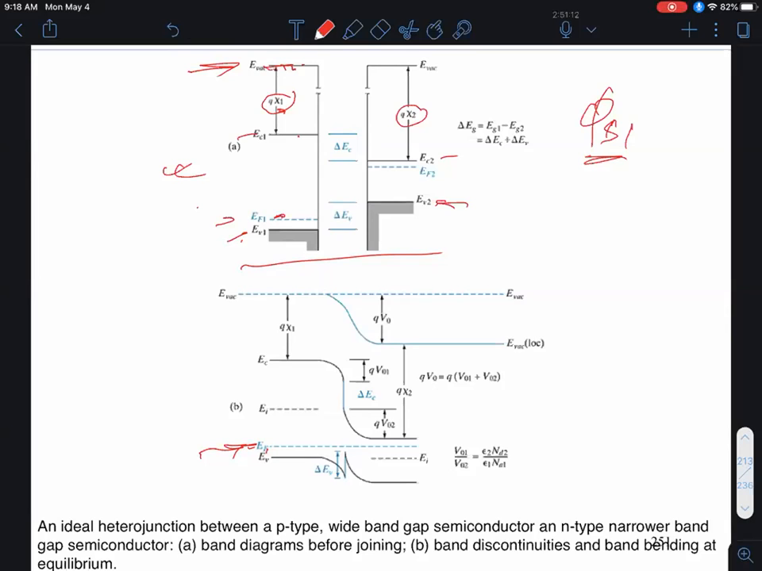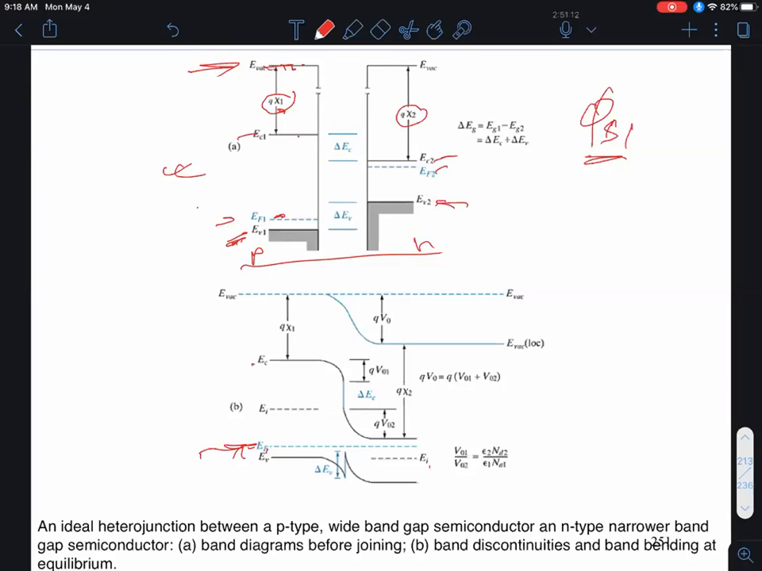So in this case, I've assumed that I have a P-type semiconductor on this side, N-type on this side, clearly because the Fermi level is close to the conduction band over here. Here it's close to the valence band. So I draw it in exactly the same way after contact as before contact.